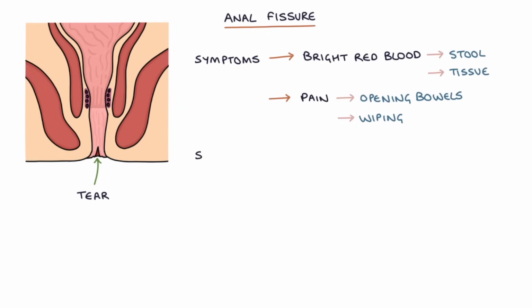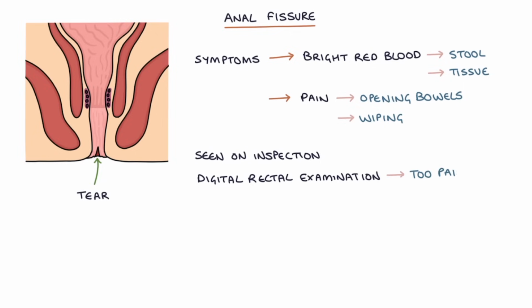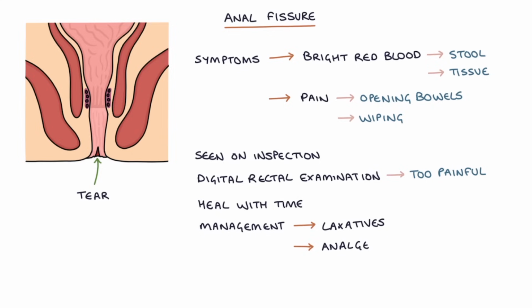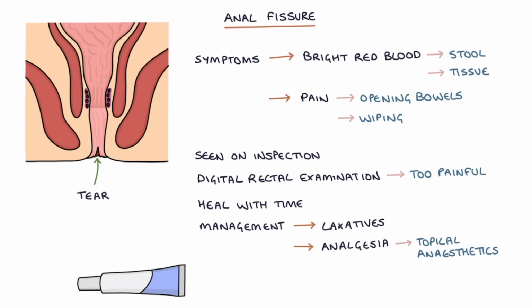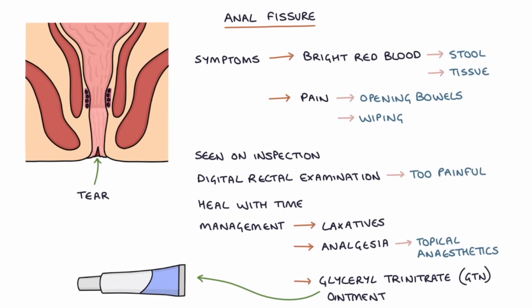It's usually possible to see anal fissures on inspection. A digital rectal examination is generally too painful to be performed. Anal fissures will generally heal with time, and management may involve laxatives to soften the stools, analgesia, which may include topical anesthetics such as lidocaine ointment, and glycerol trinitrate or GTN ointment to relax the sphincter muscles and aid healing. It's worth noting a common side effect of the GTN ointment is headaches.